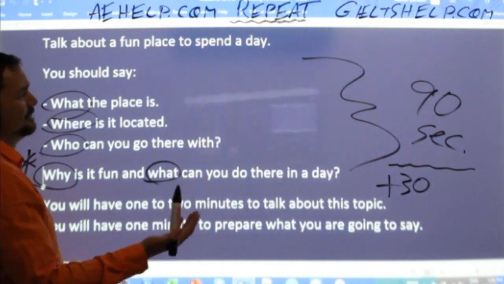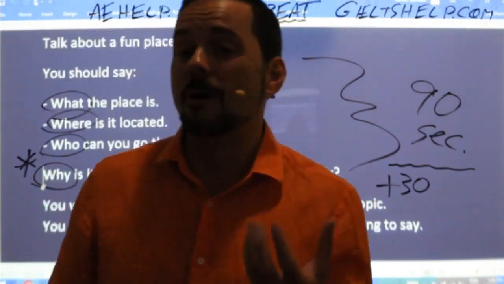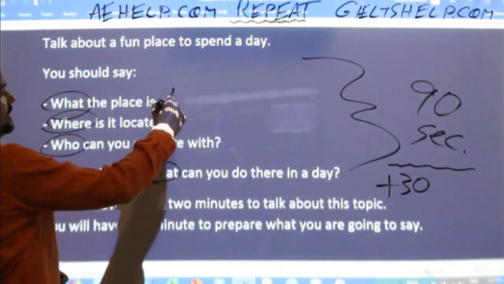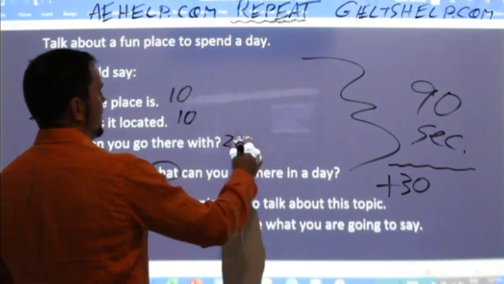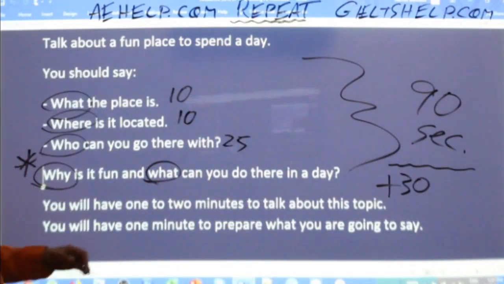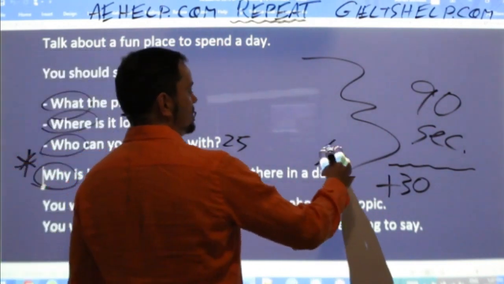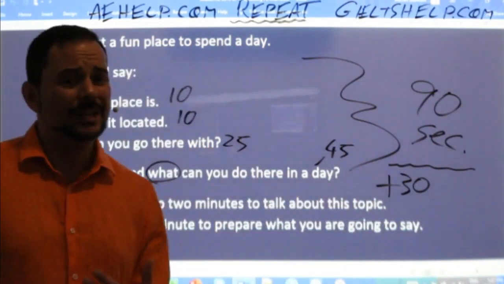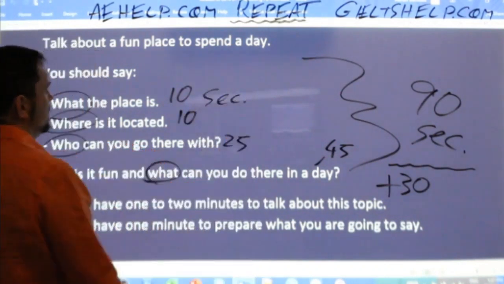If you have to divide the 90 seconds, and you want to get really technical, although this is kind of robotic and tricky to do, you'd want to do something like 10 seconds, 10 seconds, 25 seconds. I'm just giving you a rough estimate. That's 45 so far, and then 45 seconds for this one.